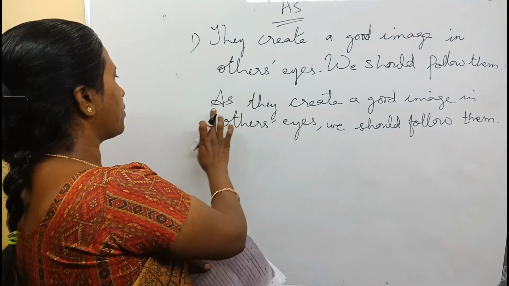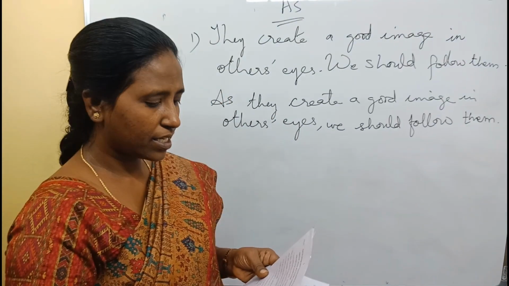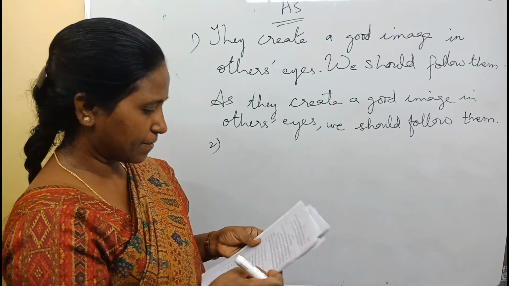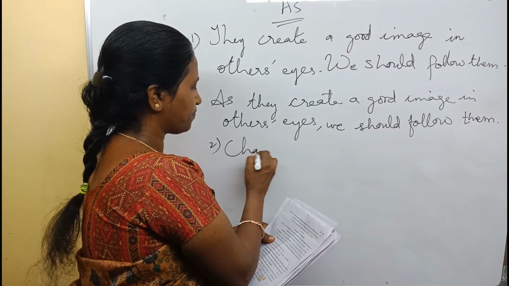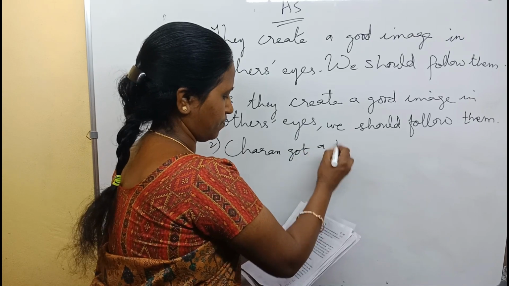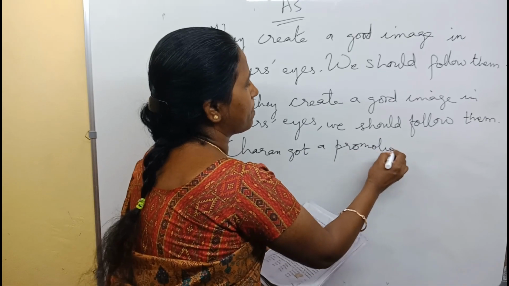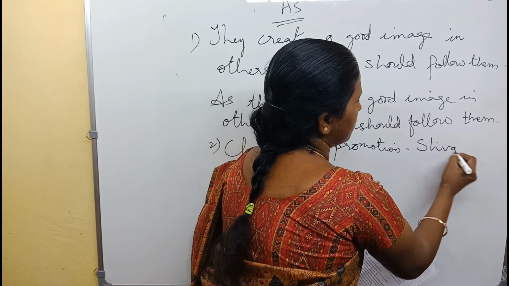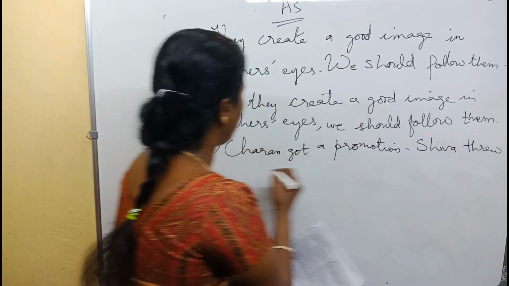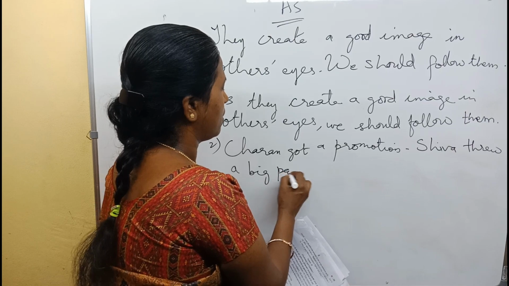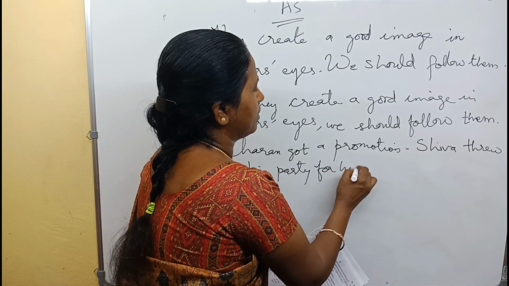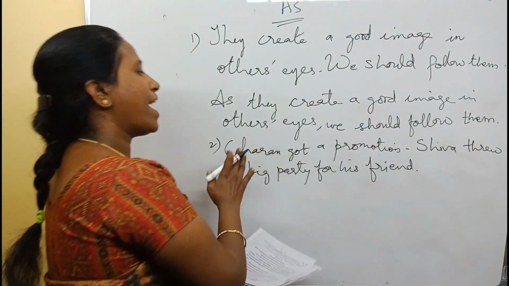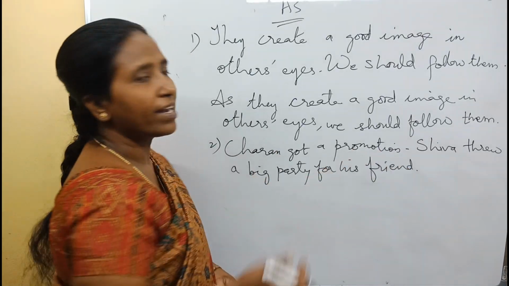Okay, this comma is very important. Attaching it to the reason is very important. We will say in the next question paper also we have a sentence. It is, Charan got a promotion. Shiva threw a big party for his friend. Here also you have to combine using as. What is the reason? As Charan got a promotion, Shiva is throwing a party.